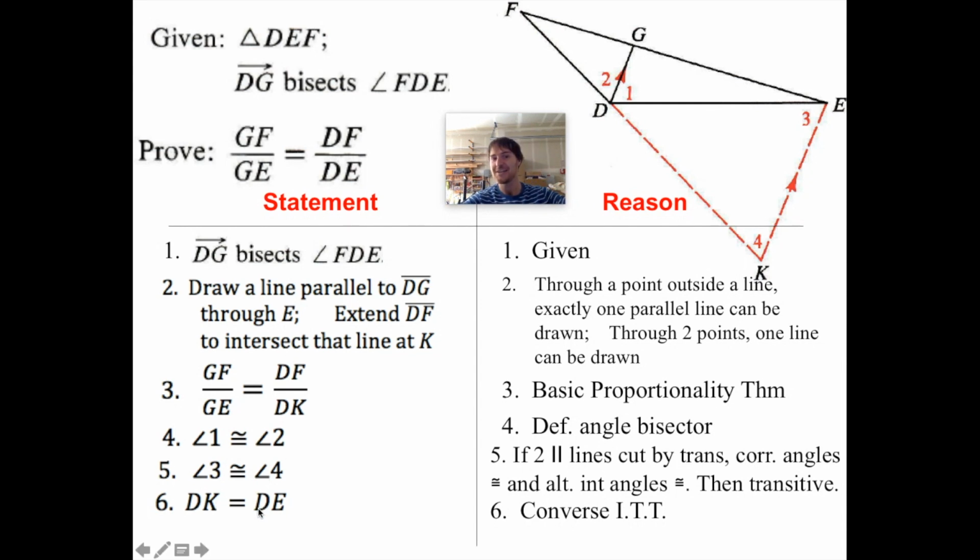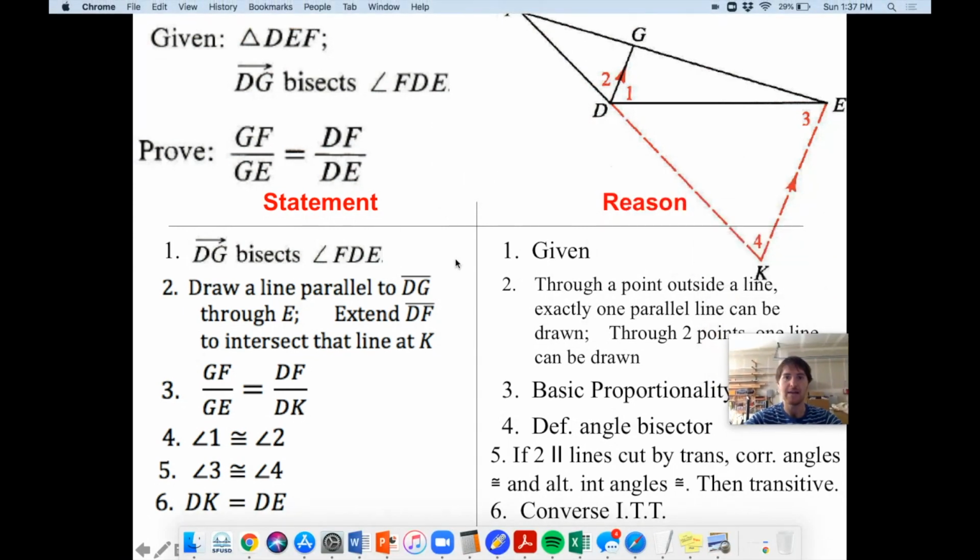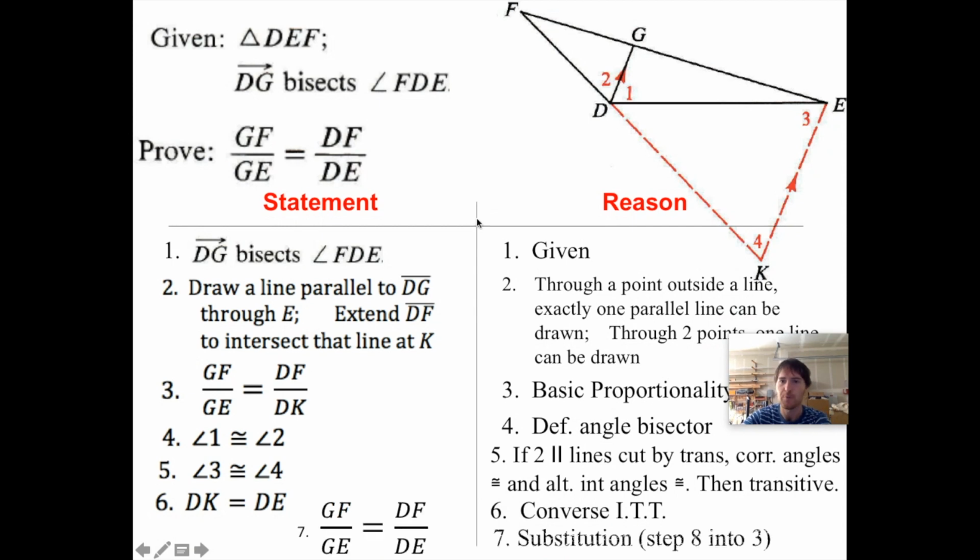And then finally, last step, did all that work? Well, we want to just replace DK here with DE, and then boom, we've gotten there. We've gotten to our not basic proportionality theorem, we've gotten to the triangle angle bisector theorem, and we're good to go. Simply just substitution. Step 6, we said DK equals DE. Remember, that was from the converse ITT. Angle 1 was congruent to angle 2. That was the given with the definition of angle bisector.